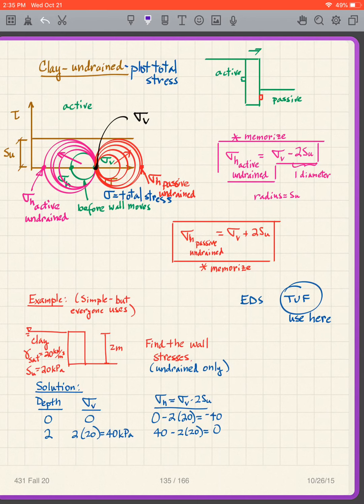So remember, we're here, total undrained fast, because we're doing clay undrained. Total undrained fast means we're using total stresses. So we're using our envelope, and if you remember our envelope that has Su and is horizontal, which we just went through, the x-axis is total stresses.